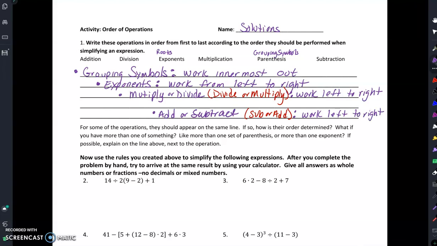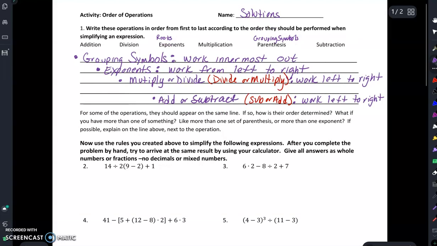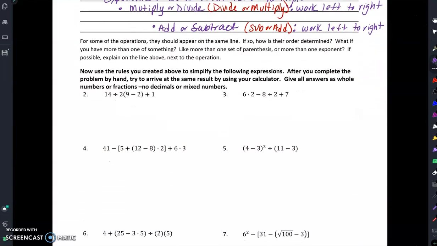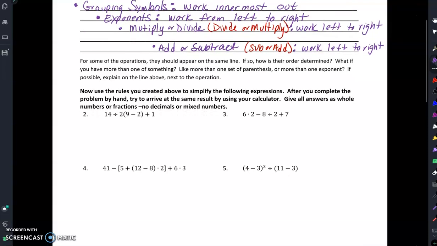So now we're going to work with this. So for some of the operations, they should appear on the same line. If so, how is their order determined? What if you have more than one of something, like more than one set of parentheses or more than one exponent? If possible, explain on the line above next to the operation. So we've done that already. Now use the rules you've created to simplify the following expressions.